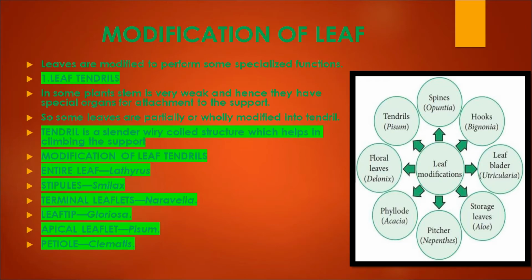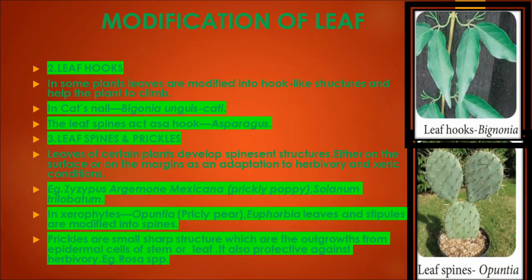Stipules are modified into tendrils in Smilax. Terminal leaflets are modified into tendrils in Naravelia. The leaf tip is modified into a tendril in Gloriosa. Apical leaflets are modified into tendrils in Pisum, and the petiole is modified into a tendril in Clematis.